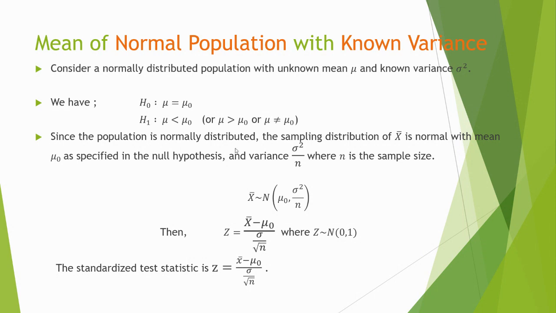Okay, since the population is normally distributed, your sample x bar is also normal with mean mu naught and variance sigma square over n. Okay, then you have this: x bar is normally distributed with mu naught and sigma square over n. Then you standardize by subtracting mu over the standard deviation. Then your standardized test statistic is given by this formula. Okay, you have to memorize this formula.